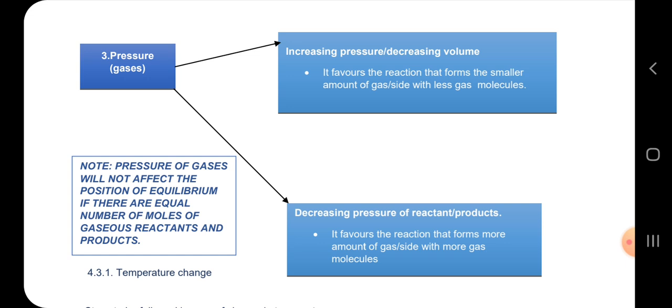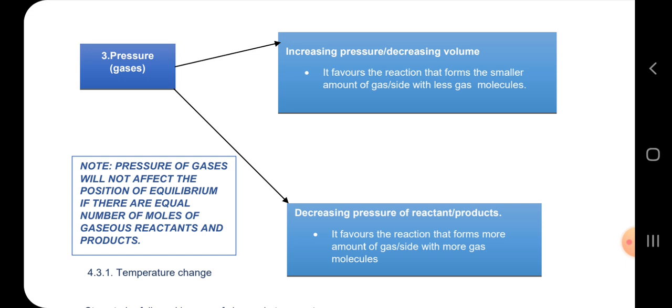It favors the reaction that forms the smaller amount of gases, the side with fewer gas molecules. So when you increase the pressure, it will favor the side that has less gas, and when you decrease the pressure, it favors the reaction that forms more gases, so the side that has more gases between the left and the right hand side.